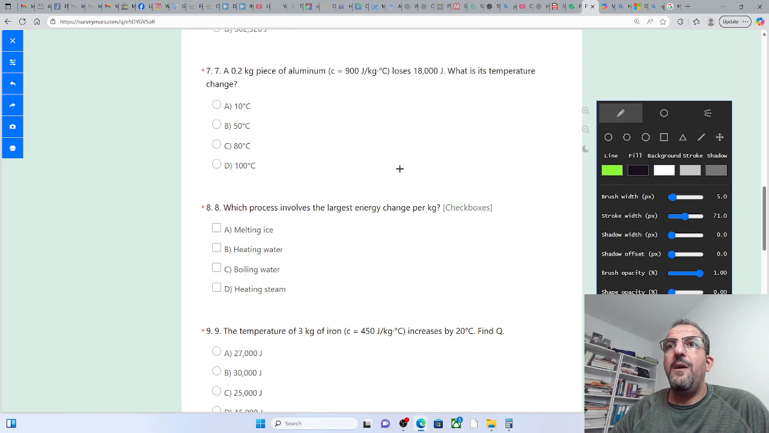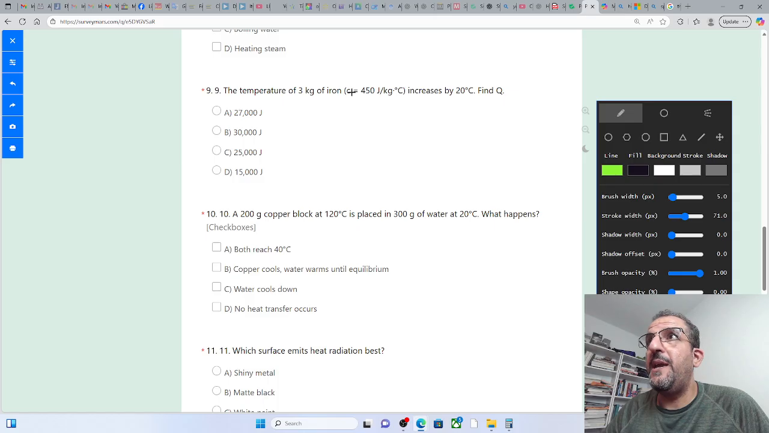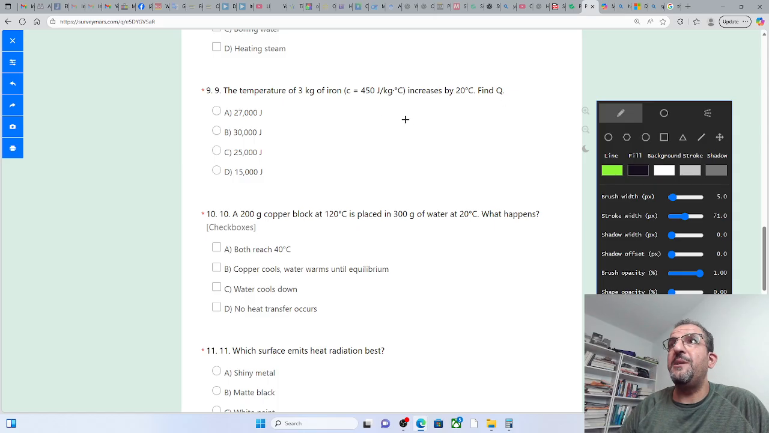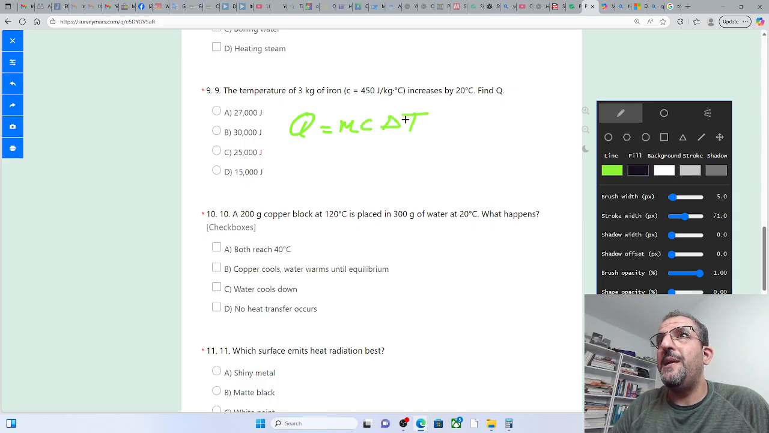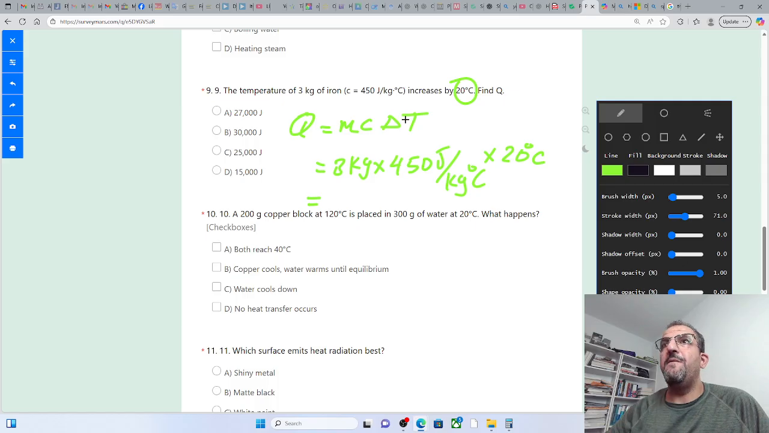For number 9, the temperature of 3 kilograms of iron at specific heat increases by 20 Celsius. So find Q. Again, we use the same equation, guys. So we have Q equals mc delta T. So it's very good practice for you. You have 3 kilograms times specific heat, 450 joules per kilogram Celsius, times change in temperature, so 20 Celsius.